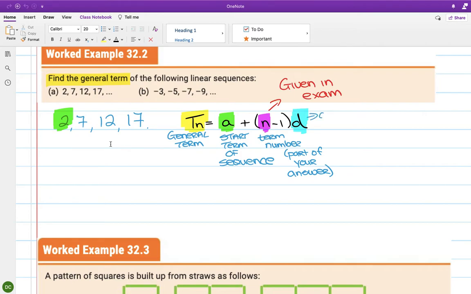D is the common difference, which we've done already. Okay, so if we look here, from 2 to 7 is +5, from 7 to 12 is plus 5, and from 12 to 17 is plus 5. So there's D, your common difference. Okay?